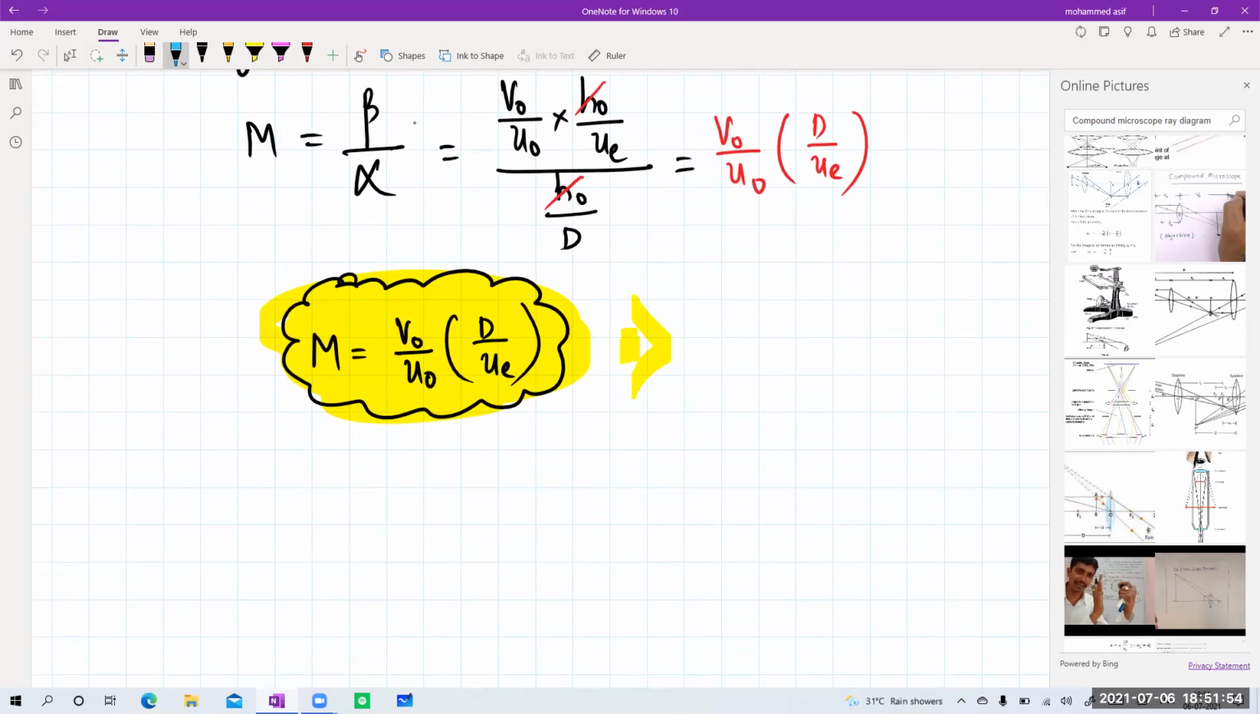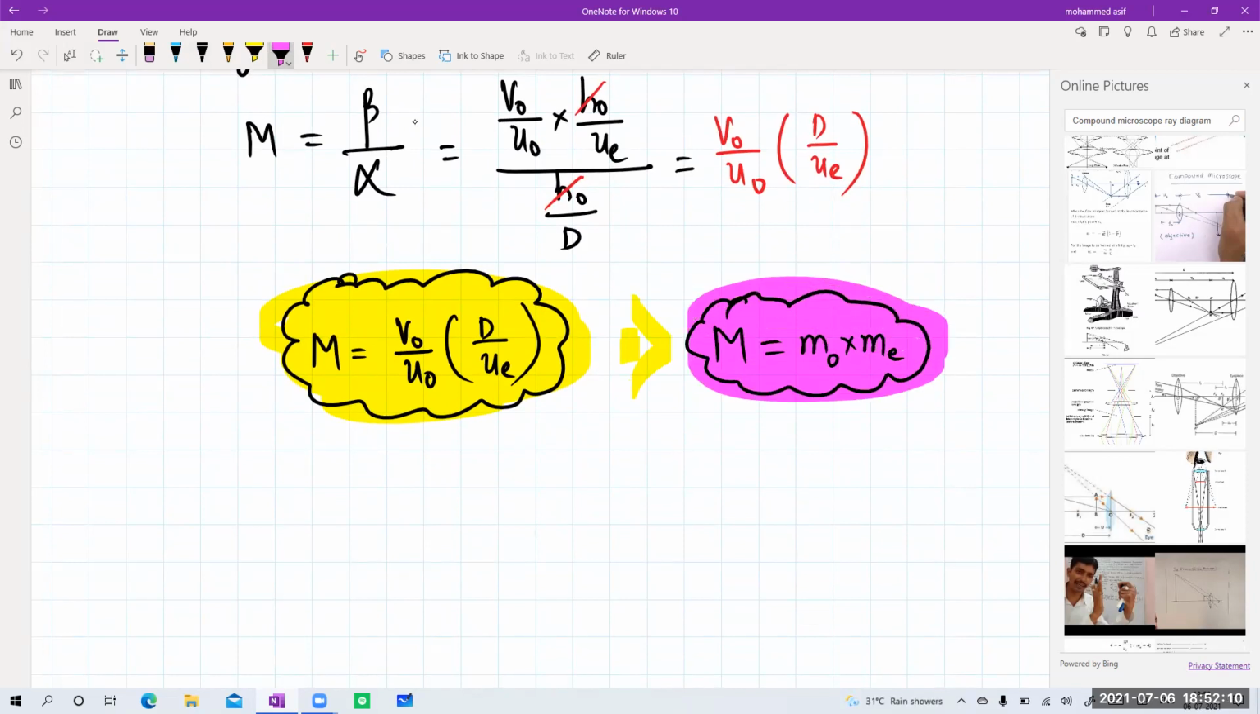Here, the net magnification will be equal to the magnification of your objective times the magnification of your eyepiece. Can I write it like this? So that is your magnification formula in terms of the individual magnifications. Net magnification is always M1 times M2. For the lens, it is V naught by U naught into D by UE.